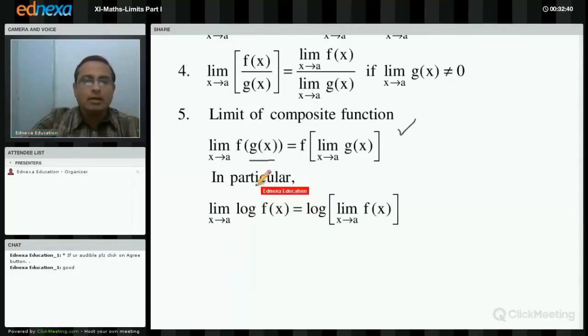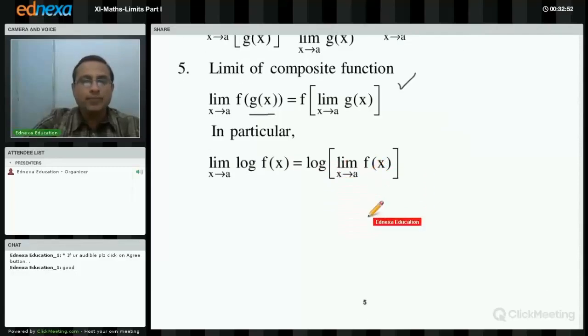In particular, I have considered one of the two functions as logarithmic. So what is limit of log f x as x tends to a? It is log of limit of f x as x tends to a. You can remember this as limit of log is log of limit. I repeat, limit of log is log of limit. So this result is again very important.